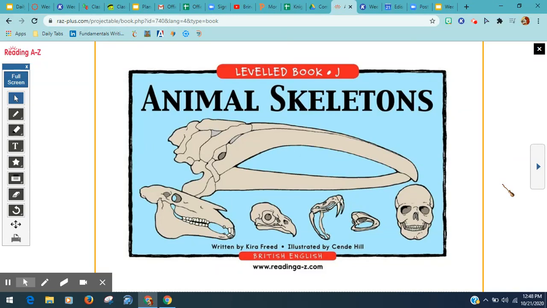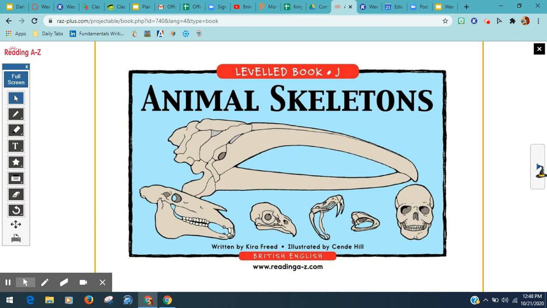Hi, everybody. Okay, we're going to read a story today called Animal Skeletons. We're going to read this story so that we can compare some of the skeletons to other skeletons and contrast some of the skeletons to other skeletons. We're going to pay special attention to the horse skeleton and the frog skeleton. So, first, we're going to read our story. So, just sit back, watch, follow along, and listen.